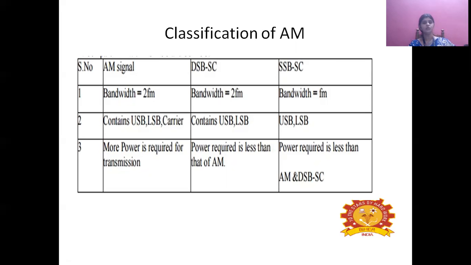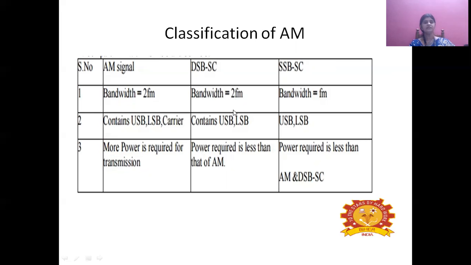In order to avoid that, you go for the double sideband suppressed carrier AM. In this, the carrier term is eliminated in order to reduce the transmission power. Now the resultant signal consists of only two sidebands, the upper sideband and the lower sideband. Therefore, the transmission power required becomes less than the AM, but its bandwidth is equal to that of the AM, that is 2 into FM. The bandwidth remains the same, but the transmission power is reduced when compared to the AM.